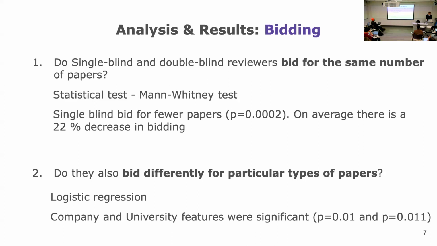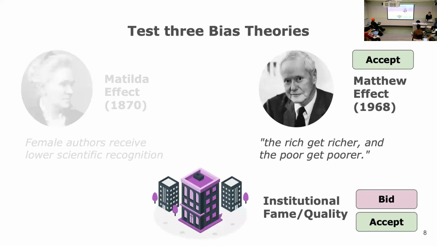And basically what they saw at the end was that these effects and the institutional fame or quality were both relevant to the acceptance or not of the papers, and for the bids, only the institutional fame was significant.